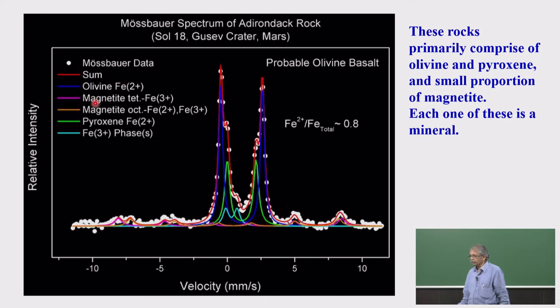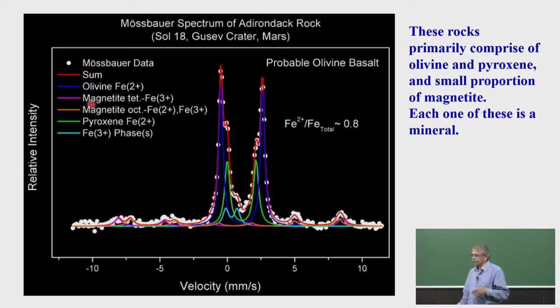And then you have this magenta color, a bluish one, and a reddish one. So you can see different types: iron 3+, iron 2+, a mixture, and tetrahedral, octahedral, all these kinds of things that you can try to fit. From that you can get the areas, and from the areas you can make a ratio, the total iron versus the iron 2+. Here it is around 0.8. So that means it is quite rich in iron 2+.